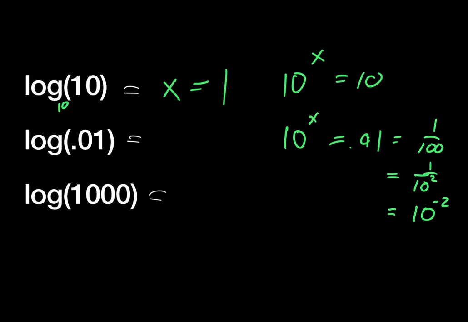So when you found log of 0.01, the answer was, everybody? Negative 2. So that's what that means. It was 10 to what power? 10 to the negative 2. A negative exponent meant it was in the denominator. That's how we got it. And then lastly, 10 to what power is 1,000? 3. So when we're doing logarithms, this is what your calculator is doing in the background.